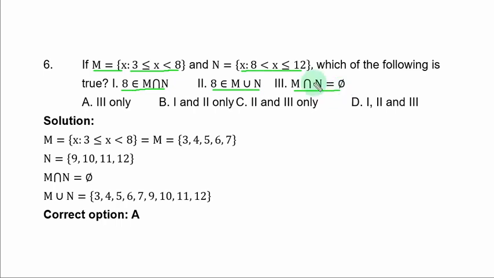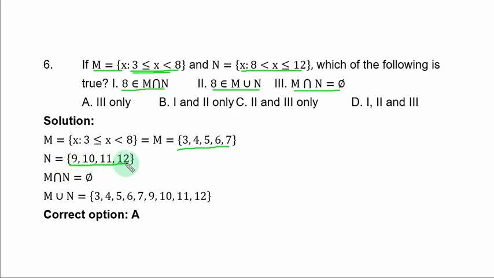Let us find out. Now, by this set and the range of values of S, 3 is inclusive but 8 is not inclusive. So the elements in set M are 3, 4, 5, 6, 7 because S is less than 8. Now in set N, 8 is not inclusive but 12 is inclusive. So you have 9, 10, 11, 12.